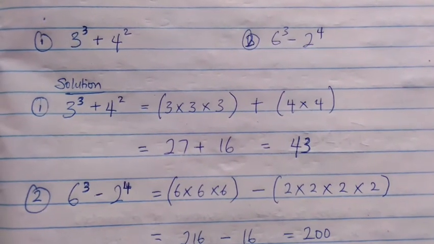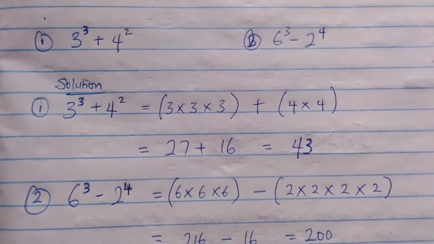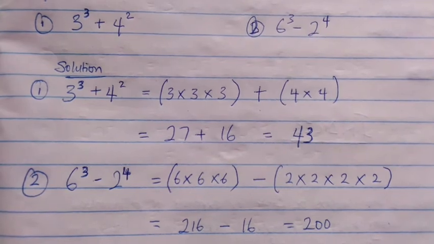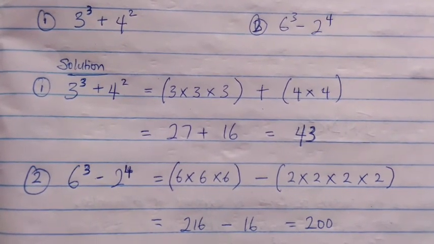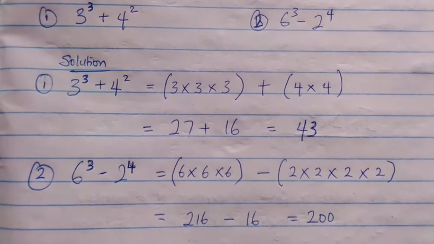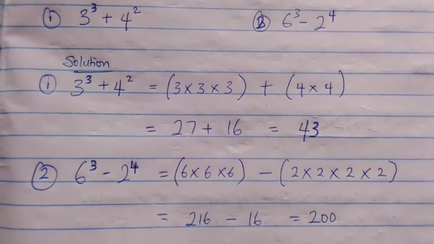Addition and subtraction of index numbers with different bases. We have 3 raised to power 3 plus 4 raised to power 2, and we have 6 raised to power 3 minus 2 all raised to power 4. Now for number 1, we can see that we have different bases, that's 3 and 4. The same thing for number 2, we have 6 and 2 as different bases.